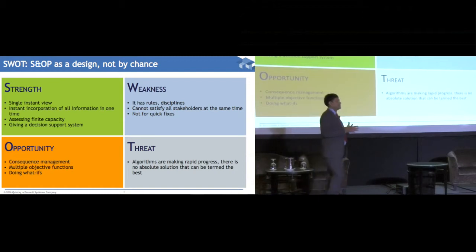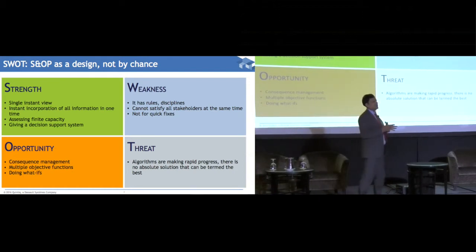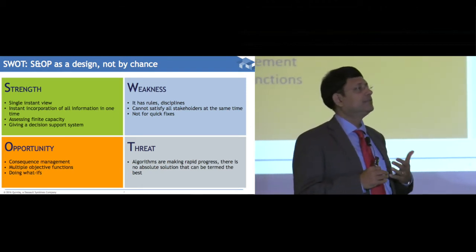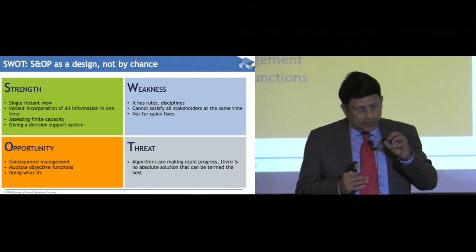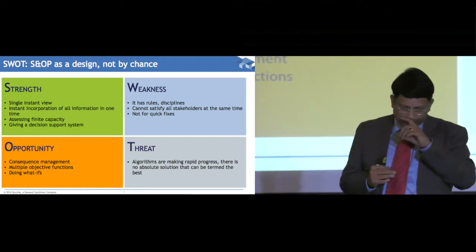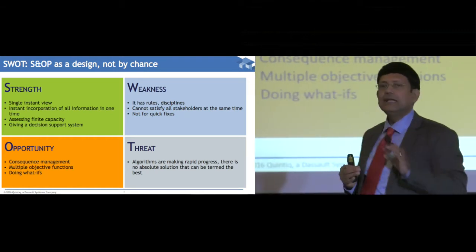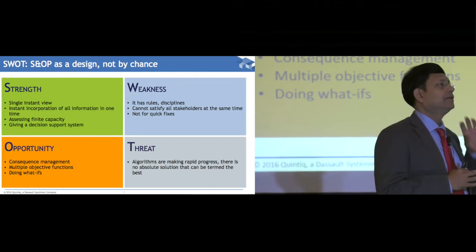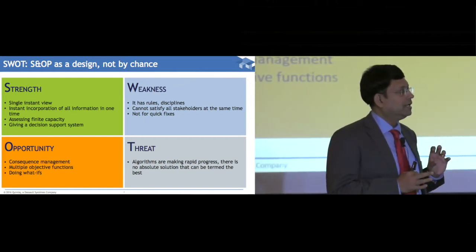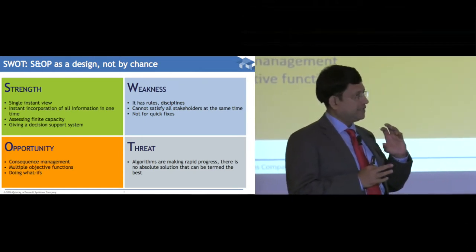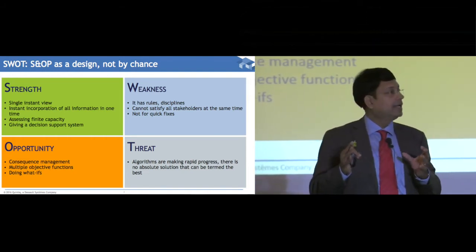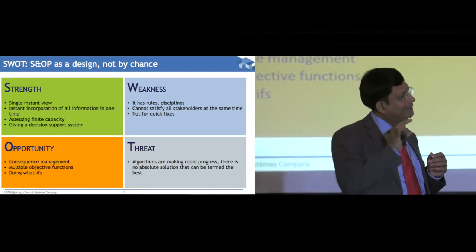Any S&OP process, and I'm talking of an S&OP process by design, not by chance, has to deal with preparation. And I think the major strength of such a process is that it gives a single instant view of the entire process at that point of time. It is not what a local planner is thinking at a certain part of the chain. If he's thinking of a certain part of a chain, he will also know, in a process which is well designed, what is happening in other parts of the chain at that point of time.